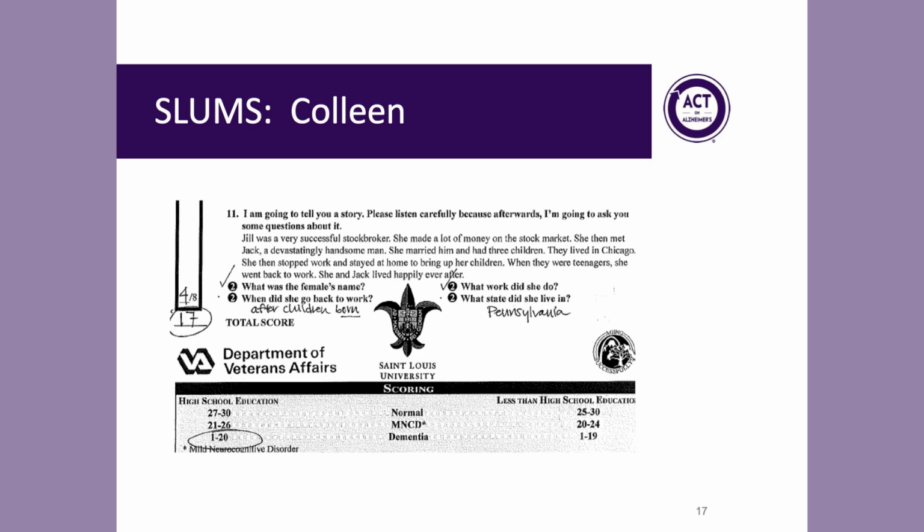When you add up all of the points on the SLUMS, Colleen's total score is 17 out of 30. Colleen has at least a high school education, and so we use the scoring criteria on the left, and you can see that this score is not a passing score, and therefore further workup is recommended.